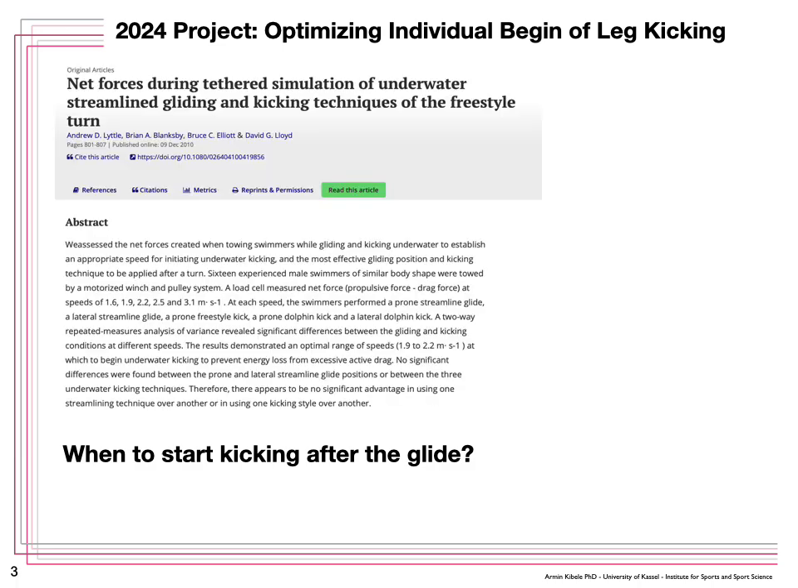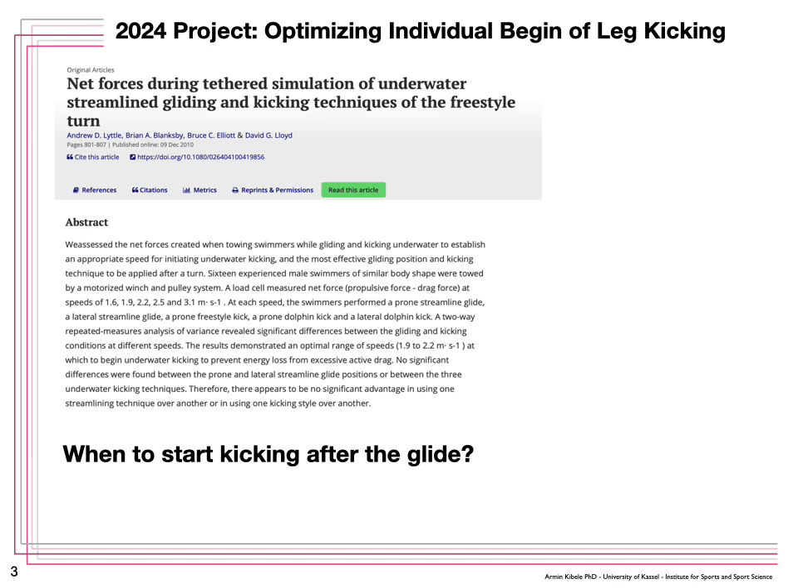This topic was previously studied by Andrew Little and colleagues in towing experiments published in the year 2000 in the Journal of Sports Sciences. These authors evaluated the net forces generated during tethered gliding and kicking underwater to determine the best horizontal velocity to initiate underwater kicking and the most effective gliding position and kicking technique to use after a turn. Andrew and his colleagues used a load cell to measure net forces at speeds of 1.6, 1.9, 2.2, 2.5, and 3.1 meters per second.